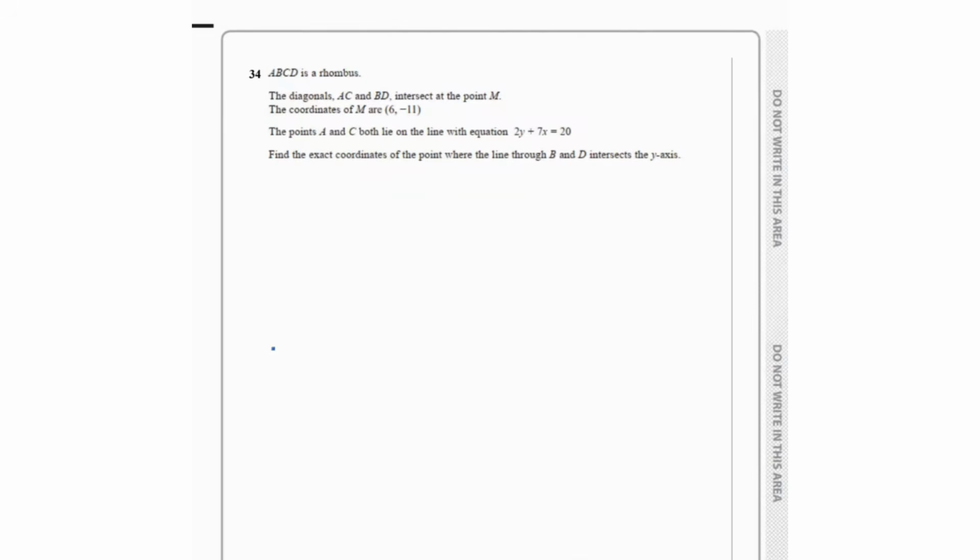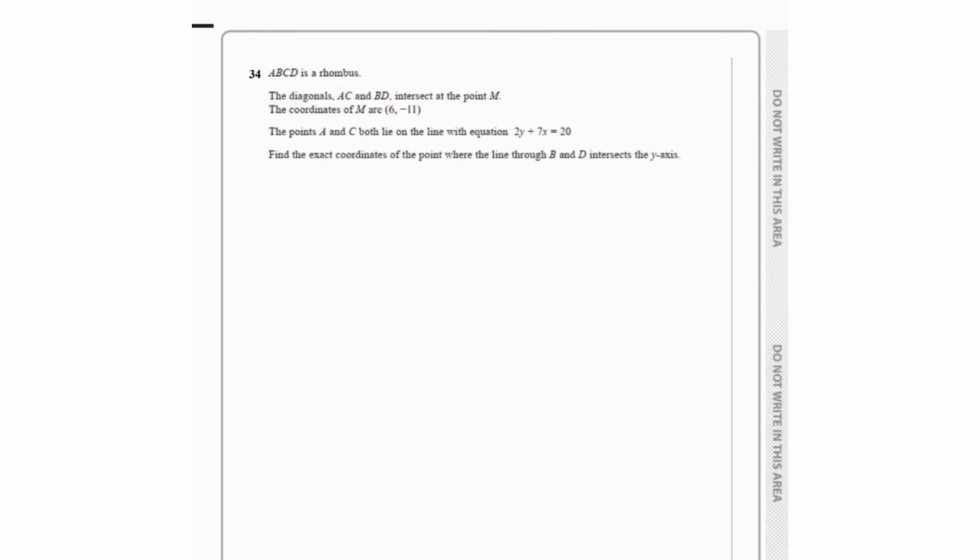Then you can get a question on coordinate geometry where they can ask you about perpendicular lines, parallel lines, midpoints, everything. So I chose a question which has a mixture of everything. And these are one of the questions that come at the end of the exams. These are the grade changing questions. It says ABCD is rhombus. The diagonals AC and BD intersect at the point M. The coordinates of M are 6 and -11. The points A and C both lie on the line with equation 2y plus 7x equals to 20. We have to find the exact point where the line through B and D intersects the y-axis.